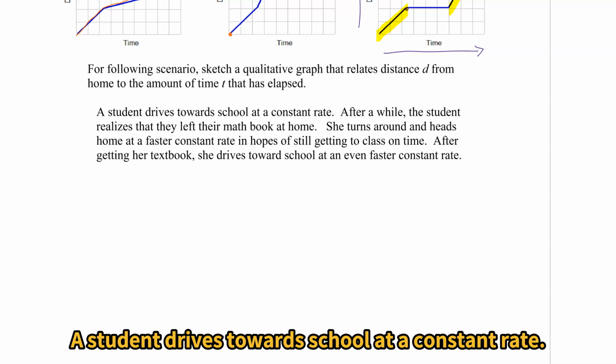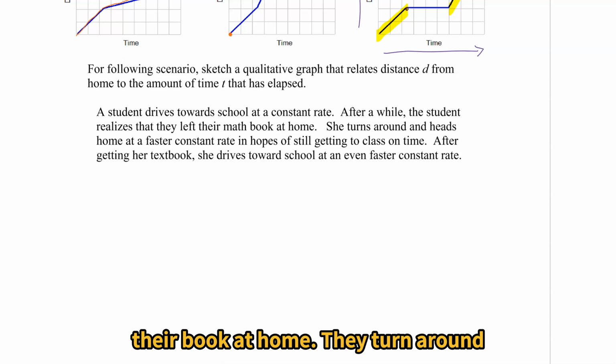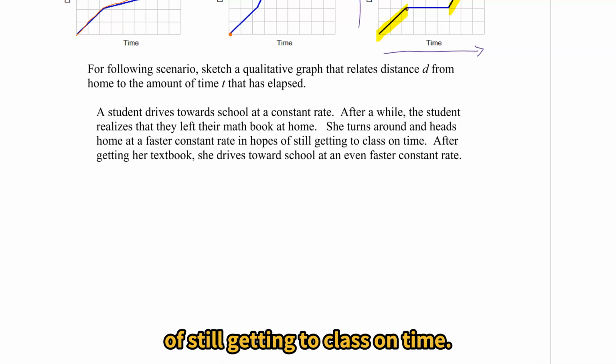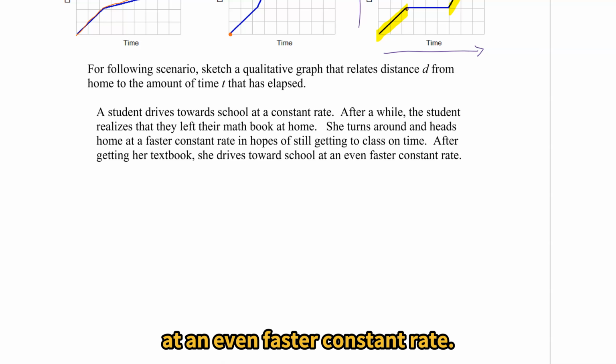A student drives towards school at a constant rate. After a while, the student realizes they left their book at home. They turn around and head home at a faster constant rate in hopes of still getting to class on time. After getting her book, she drives towards school at an even faster constant rate.